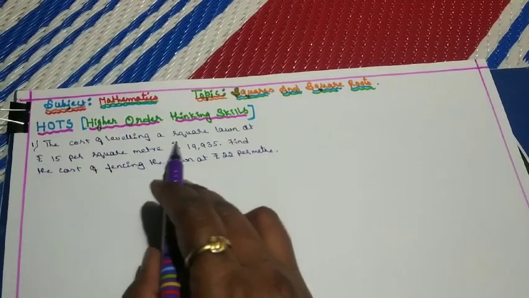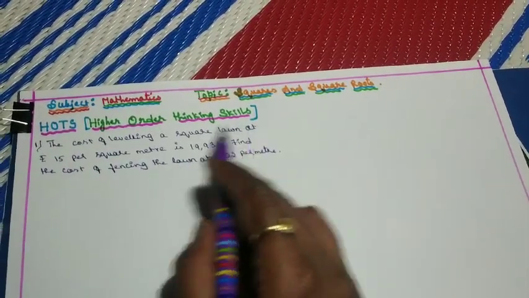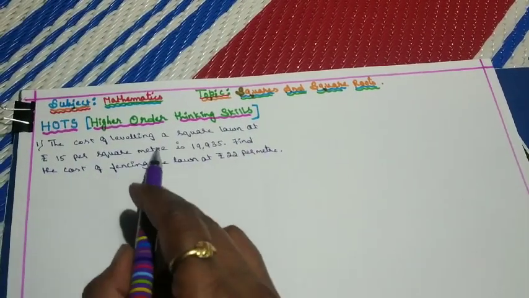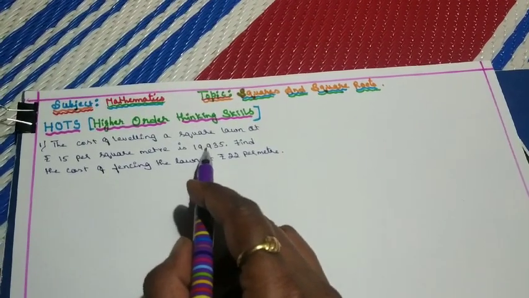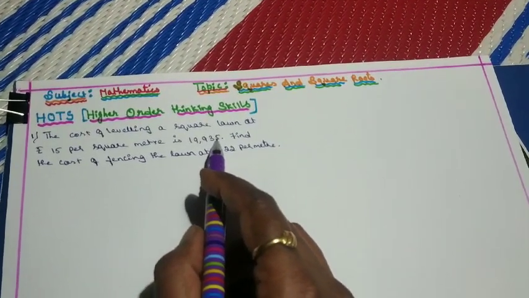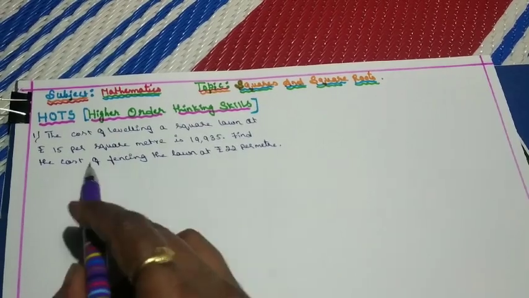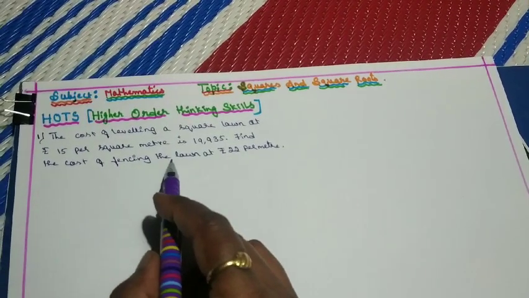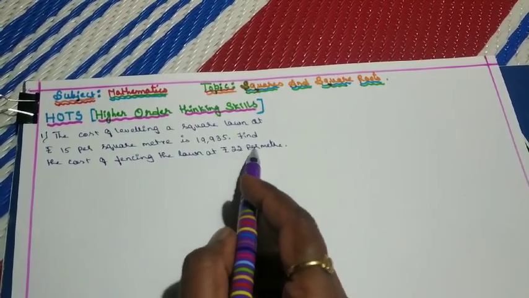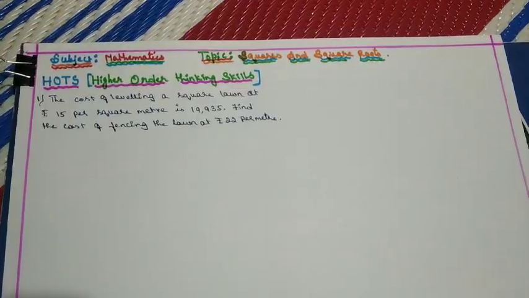The cost of leveling a square lawn at rupees 15 per square meter is 19,935. Find the cost of fencing the lawn at rupees 22 per meter.